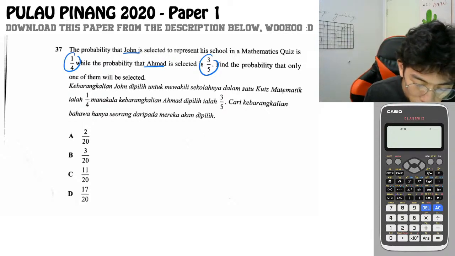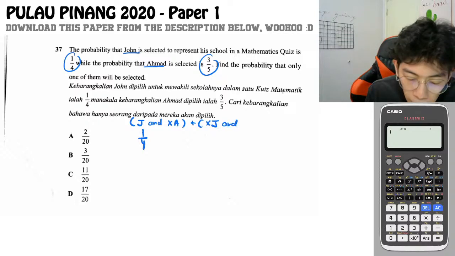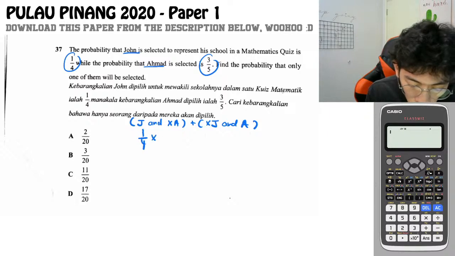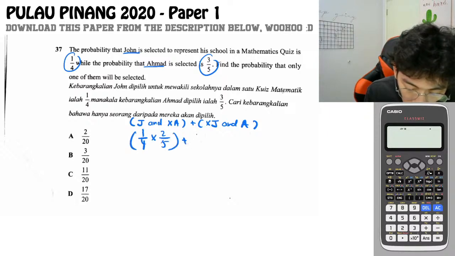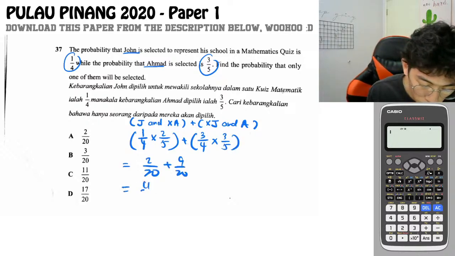So I will do this way. Now, if one of them is selected, it means if John is selected, Ahmad is not selected. If John is not selected, then Ahmad will be selected, right? So it will be 1 over 4 times, not Ahmad will be 2 over 5. And then not John will be 3 over 4 and Ahmad will be 3 over 5, right? So 2 over 20 plus 9 over 20, the answer is 11 over 20, C.